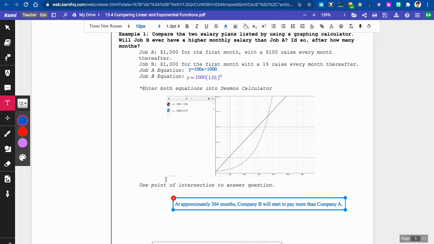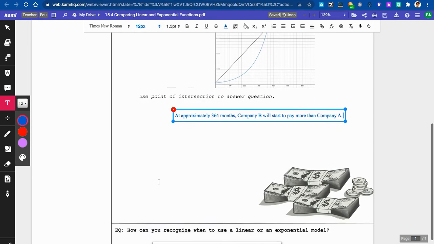So if you're in it for the long haul, Company B would be a really good company to work for. But Company A, like, if you're not, I mean, most people don't stay at their job for more than 5 years anyways, unless they're really, really committed. Then maybe Company A might be better for you.